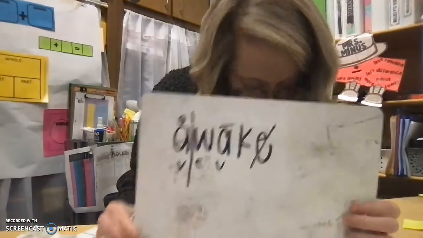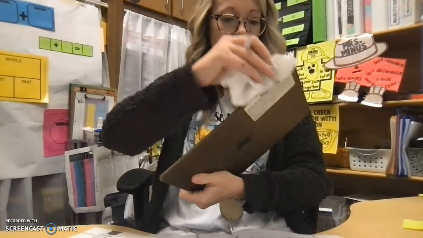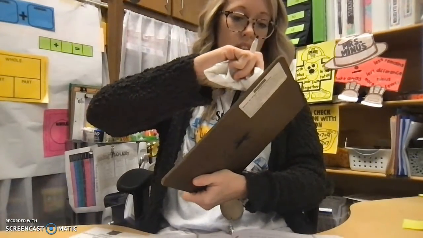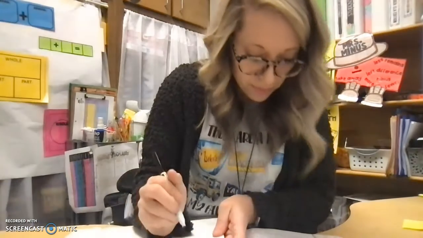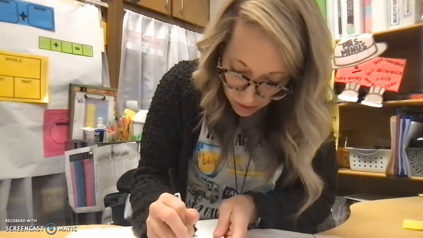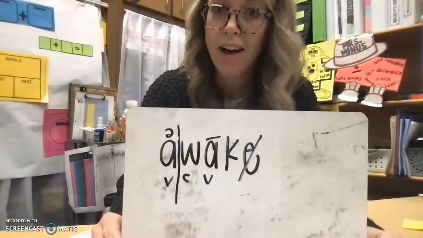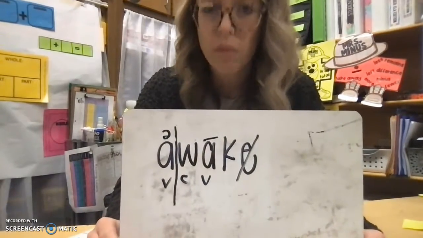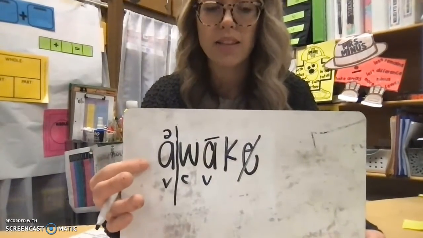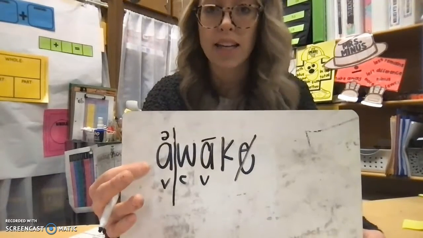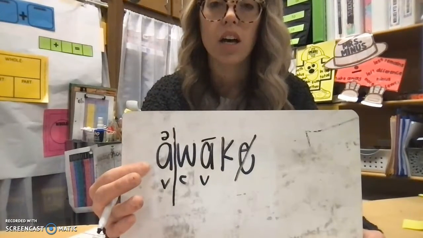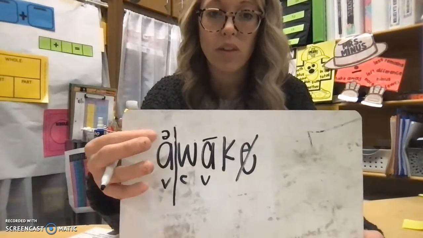Did I do it right? No, I did not. Hold on. I didn't do it right. Told you, it's tricky. There we go. A schwa. It's an upside down E. How cool. So when the vowel A is open and it's not accented, it makes the uh sound and you code it with a schwa.